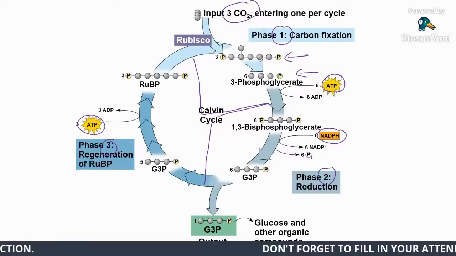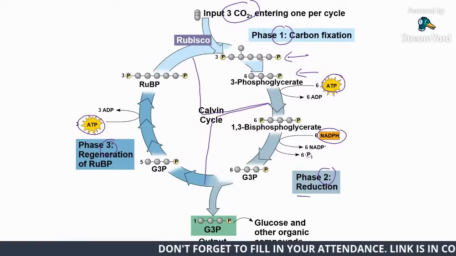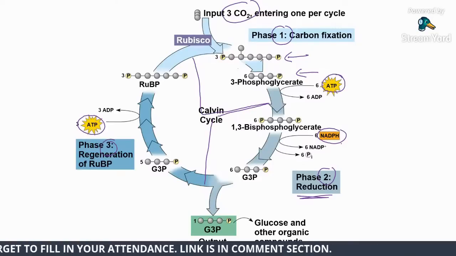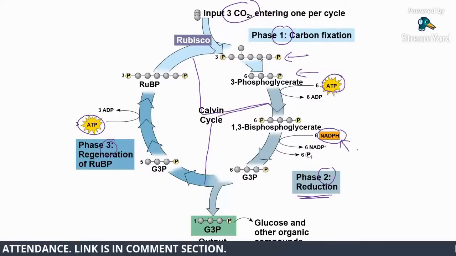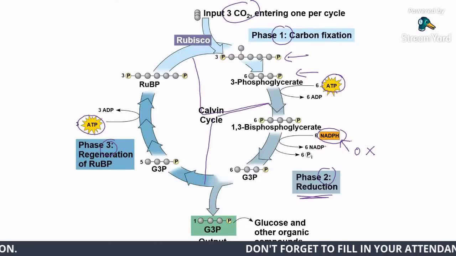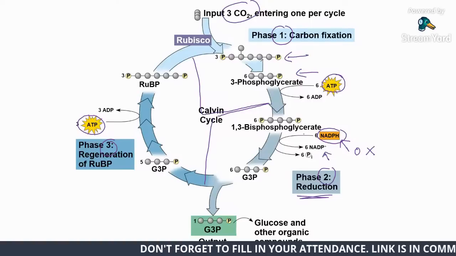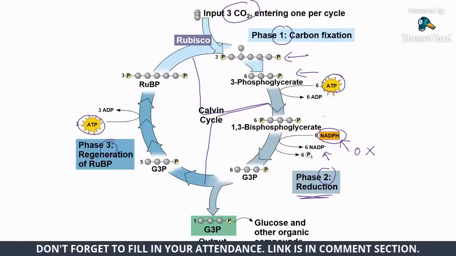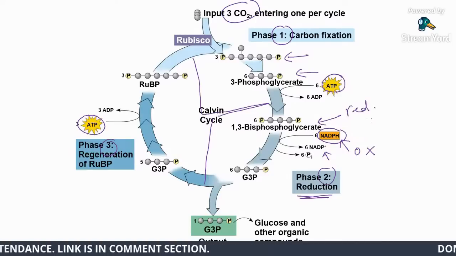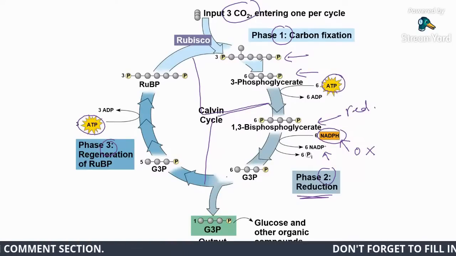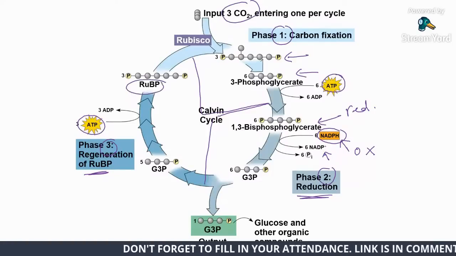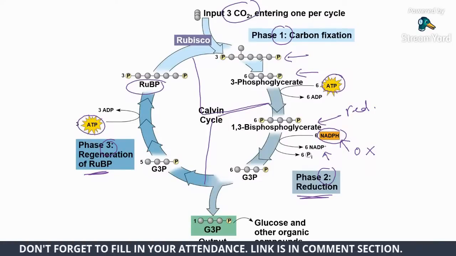Right, and then untuk reduction, of course nama dia reduction phase, memang akan ada proses reduction and oxidation, which your NADPH akan oxidize, donating the electron. Okay, so dia akan form NADP plus. And then dia donate electron kepada 1,3-bisphosphoglycerate. So this one akan reduce. Right? And finally adalah regeneration of RuBP. So kita nak regenerate the carbon acceptor.